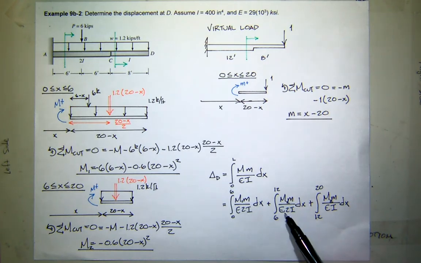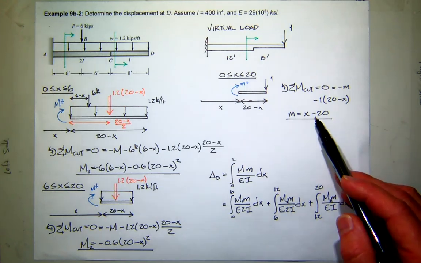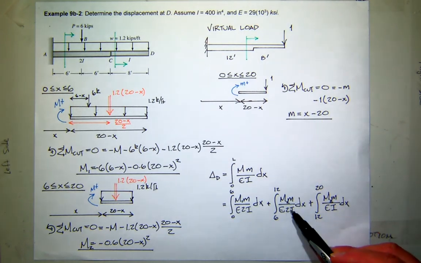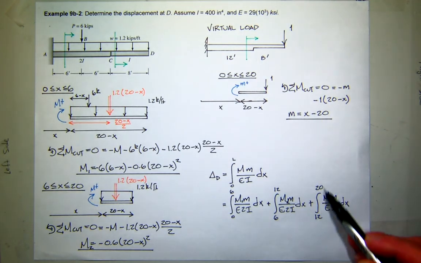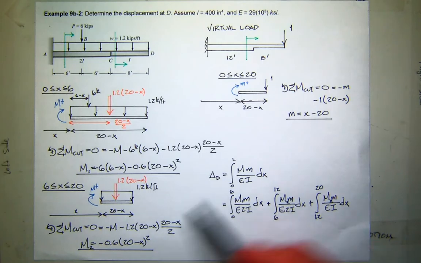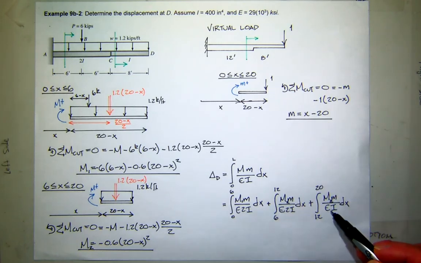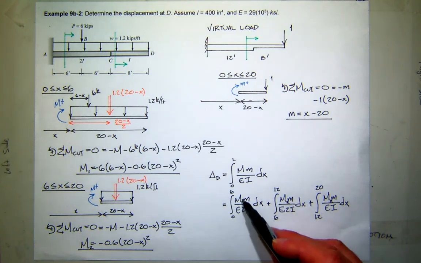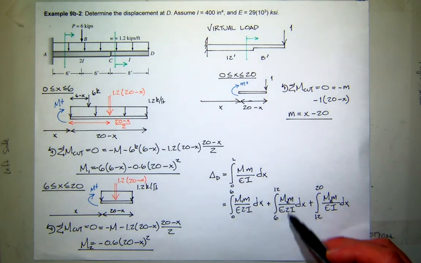From 6 to 12, you plug in M2, virtual moment, divided by 2EI. And then from 12 to 20, again M2 times this, but this time just divided by EI. So you can factor out the EIs, but you can see this one's going to be divided by 2, this one's going to be divided by 2. Now I can plug all that in there, but I think that's good enough for me.